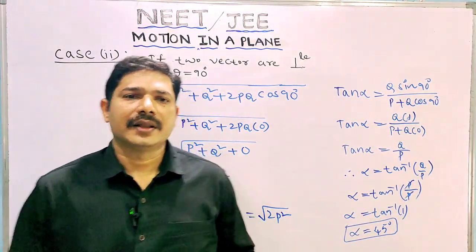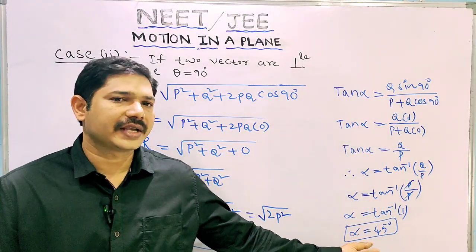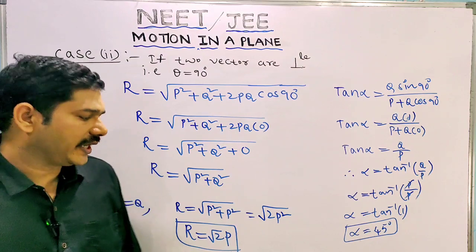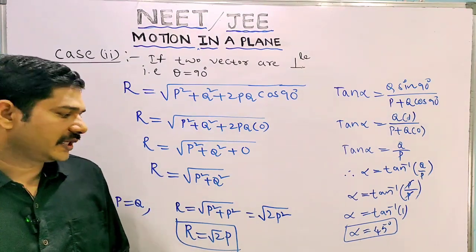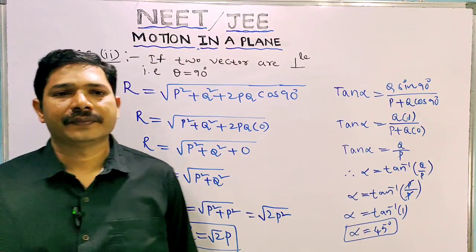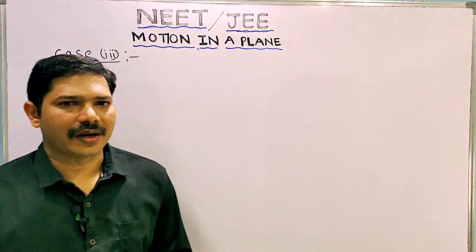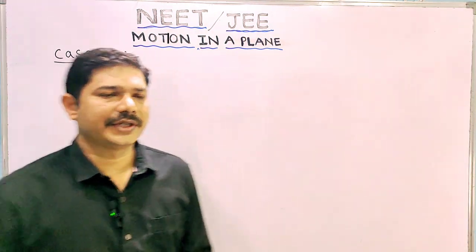So at that time the direction is 45 degrees. The direction of the resultant is how much? 45 degrees. And the magnitude of the resultant is how much? Root 2 P. Okay. In case 3, if two vectors are anti-parallel, meaning opposite direction.